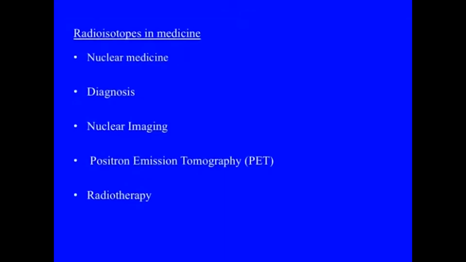Now, this radioisotope technique could be used for diagnosis, nuclear imaging and other applications. For example, radioactive tracers which emit radiations from within the body could be used. Tracers should have short half-lives to minimize the radiation dose to the patient, and they can be given by injection, inhalation or orally.